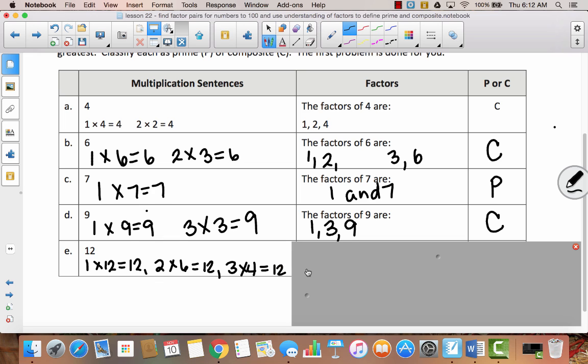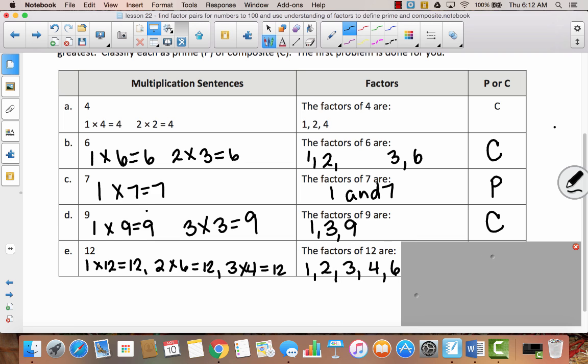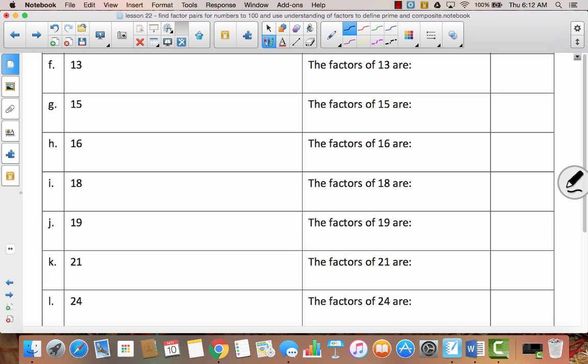So then I just went and ordered them from least to greatest. So I had 1, 2, 3, 4, 6, and 12. And because I had all of those factors, then 12 is composite. All right, so let's take a look at 13. I'd like for you to try to do F, G, and H all by yourself, and then we'll come back and check together.